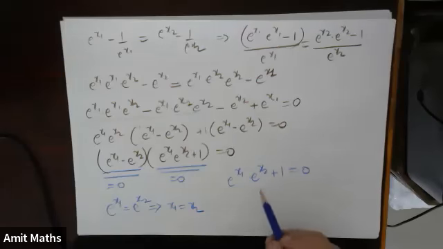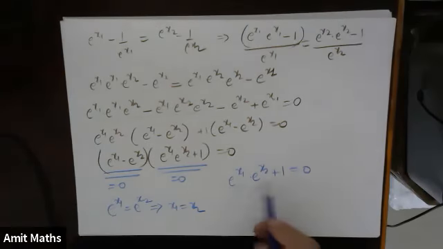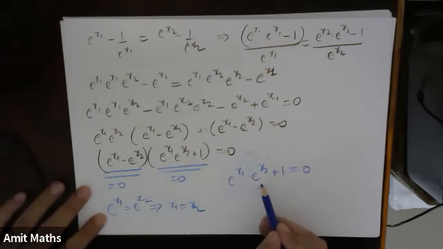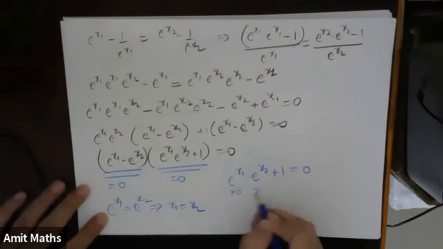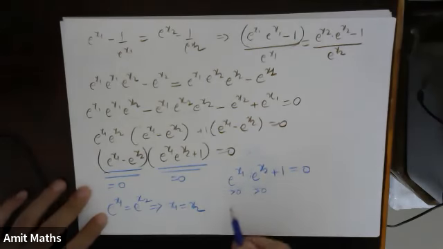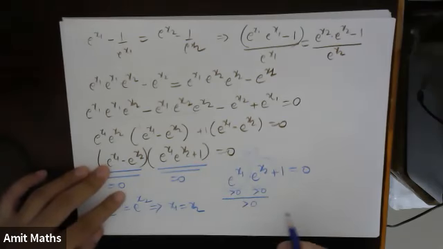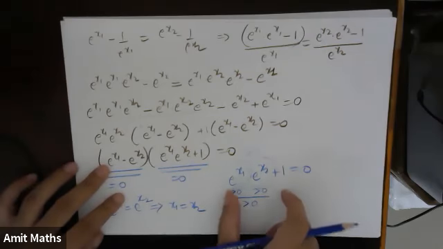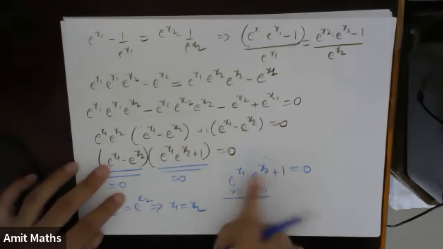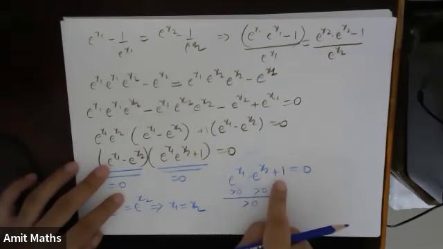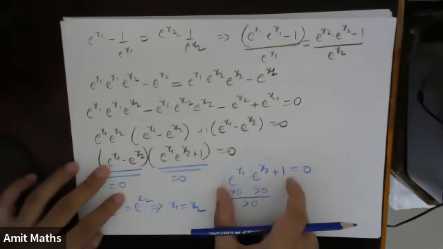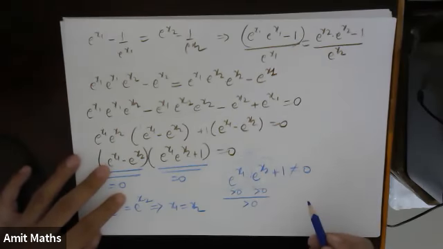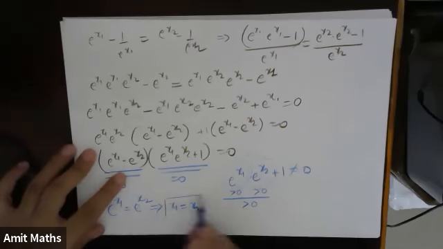Now we know that e^x1 and e^x2 both individually are greater than 0. This part is greater than 0 and this part is greater than 0, so overall this whole thing will be greater than 0. Suppose this is 0.1, this is 0.01. Both will multiply, even then both will be positive, so overall positive. Plus 1, this will always be greater than 1. This will never be equal to 0. So that means this cannot be equal to 0, and we get only one solution, which is x1 equals x2.